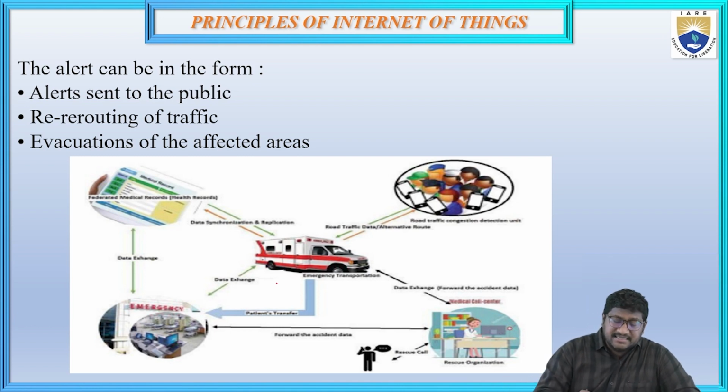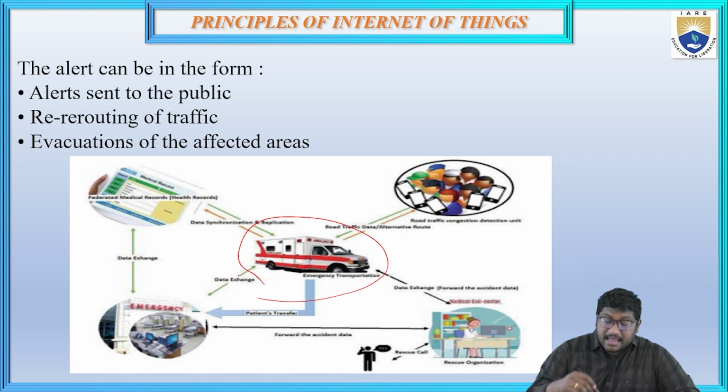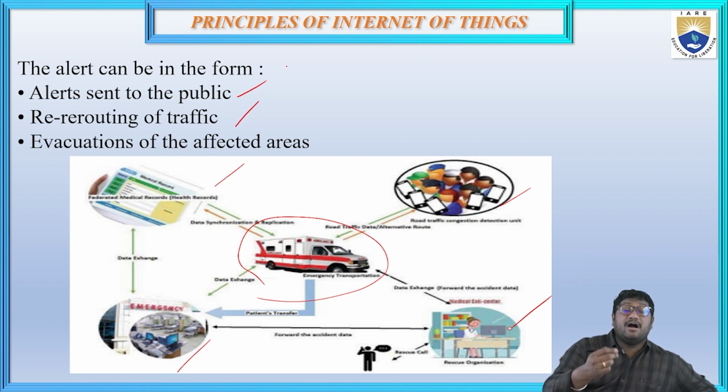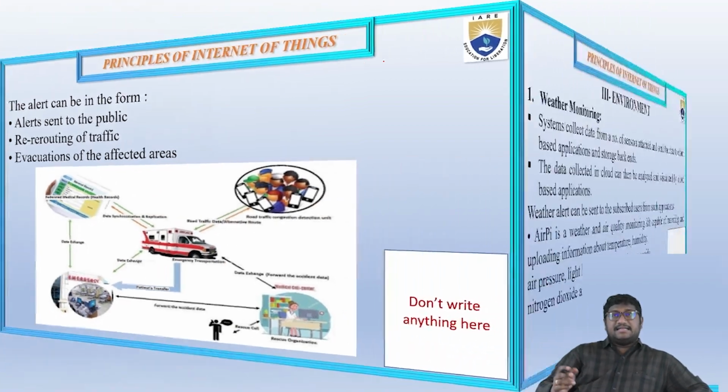See here, these are the emergency transportation facilities. According to the things, we are going to get messages and the data center office is going to send information so that emergency people will respond, and also the federated medical records can be maintained. As I told you, alerts will be sent to the public, and also rerouting of traffic can be done. In the gas leakage area, no people are going to be allowed. The people who are in that affected area are going to be diverted to the safest areas by providing a traffic map, and also evacuations at the affected area. That is what I am talking about.